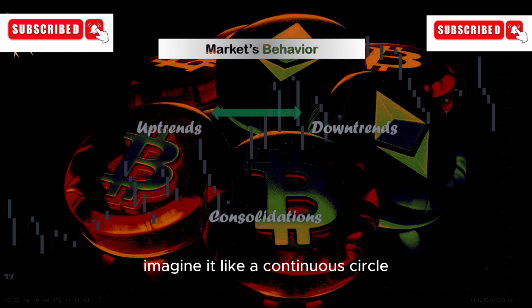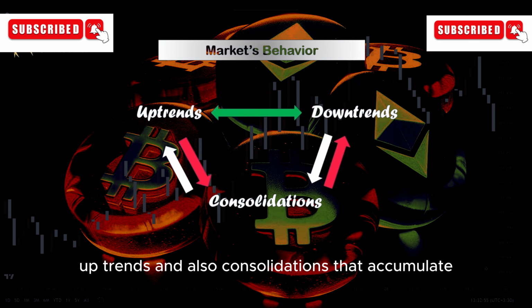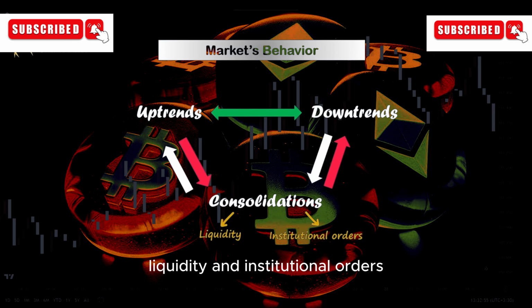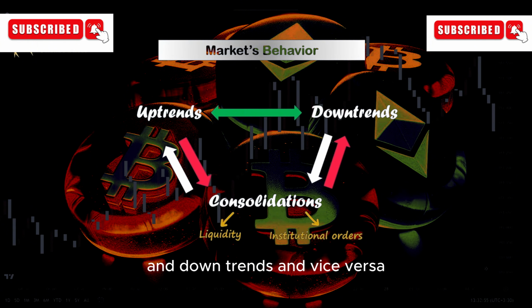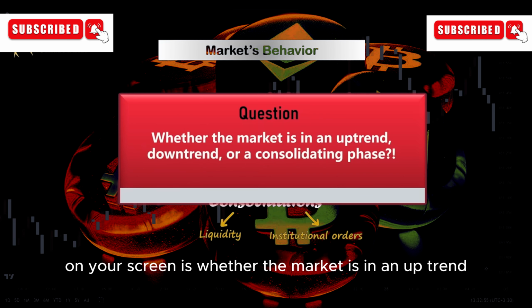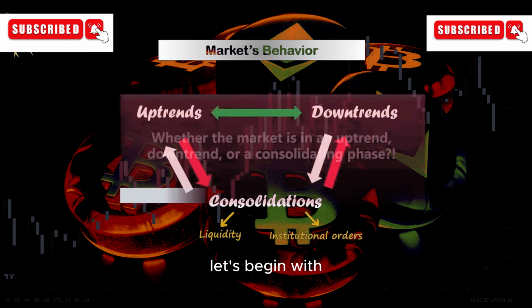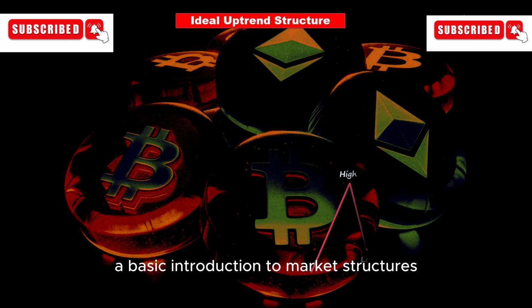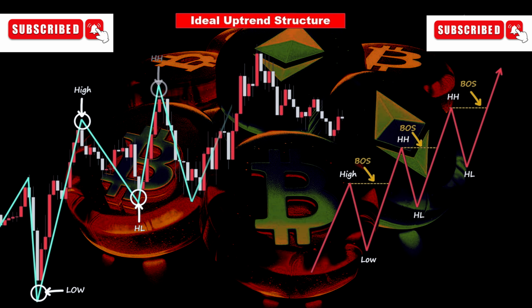Imagine it like a continuous circle where price always moves between downtrends, uptrends, and also consolidations that accumulate liquidity and institutional orders. Price usually needs to consolidate between uptrends and downtrends and vice versa. The first question to consider when opening charts on your screen is whether the market is in an uptrend, downtrend, or consolidating phase. To gain a solid understanding, let's begin with a basic introduction to market structures and then delve into the key points of advanced market structures.